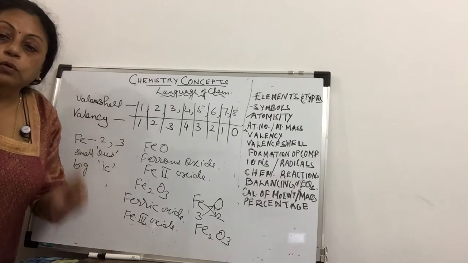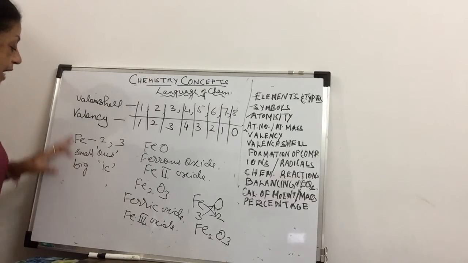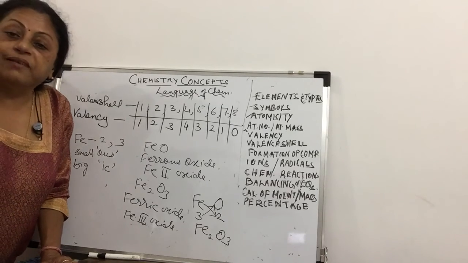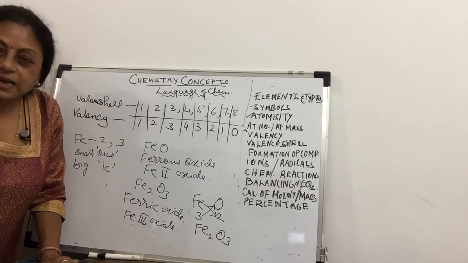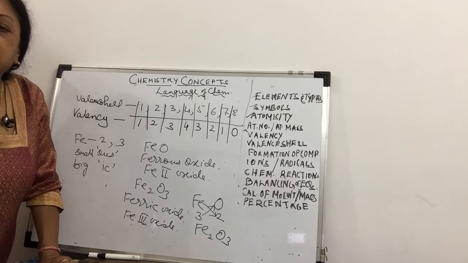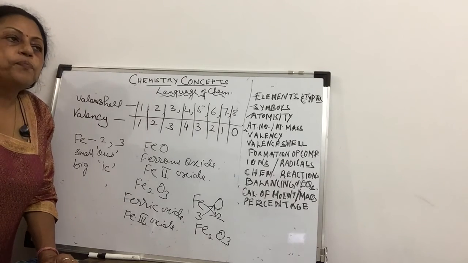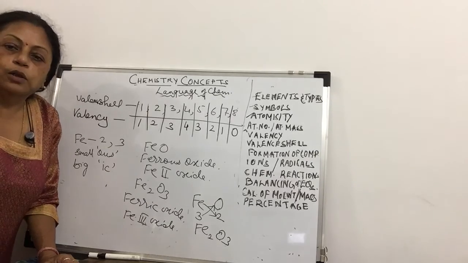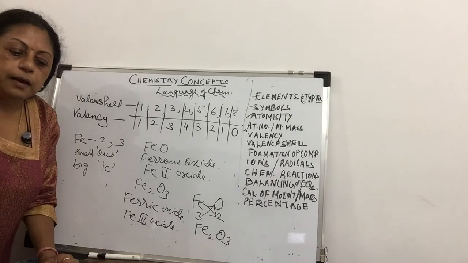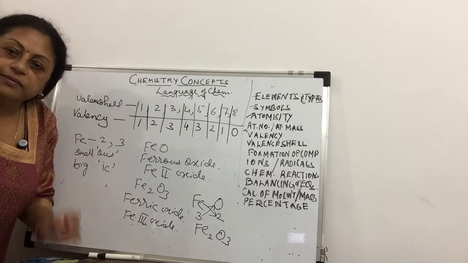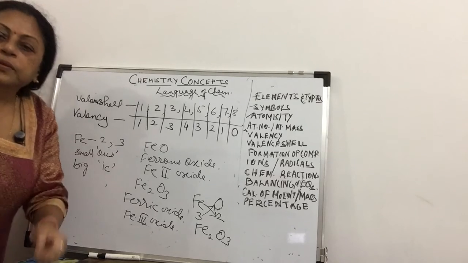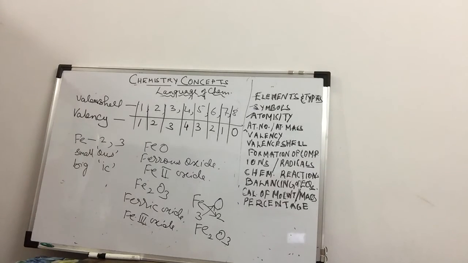So you have to know which elements have variable valency, and there are very few of them. You can see Selina's textbook also, and Bhirav Dalal also. Both are very informative, and will be very helpful for you.